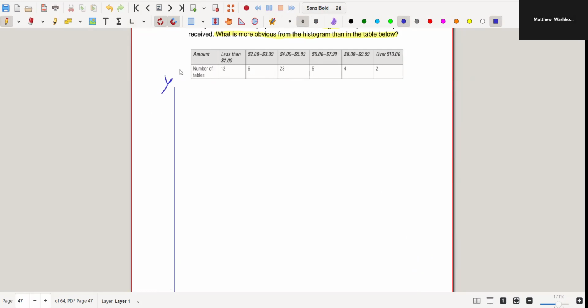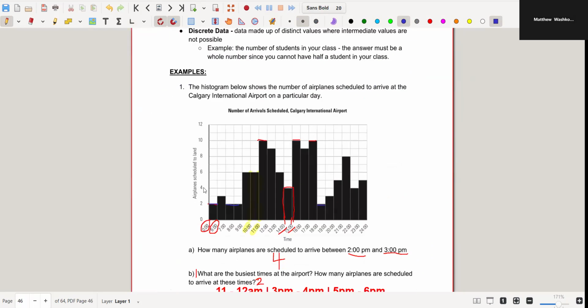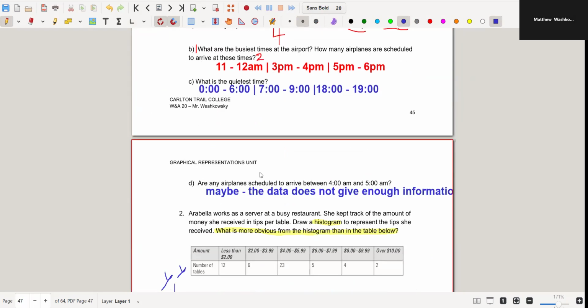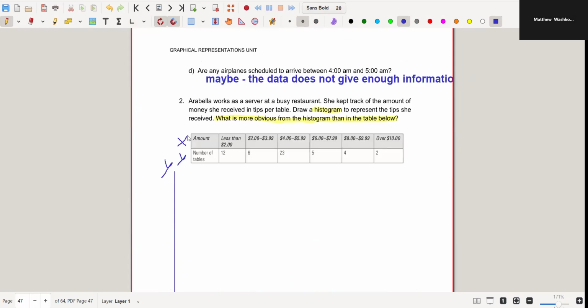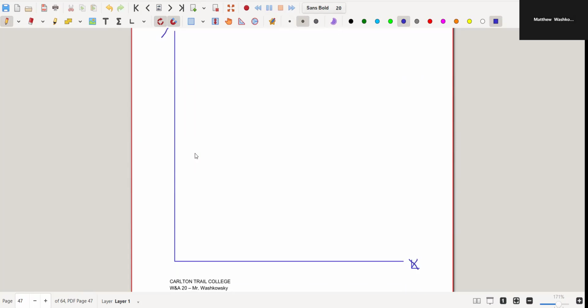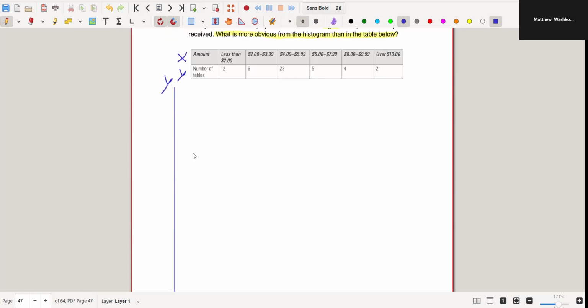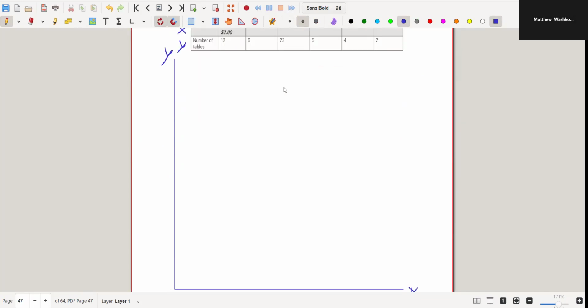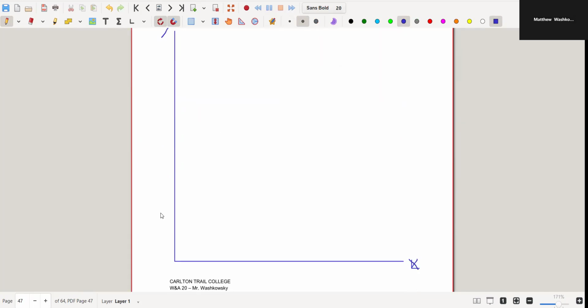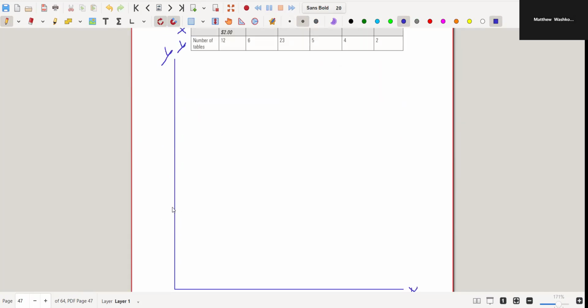Usually in a histogram, we would make the number, the quantity, our Y, just like how we did up here, right? Number of planes, categories. And here are my categories. The amounts are my categories. So let's start out with the Y here. The highest I need to go is 23. Why don't we go up by 5? Let's go up to 25.